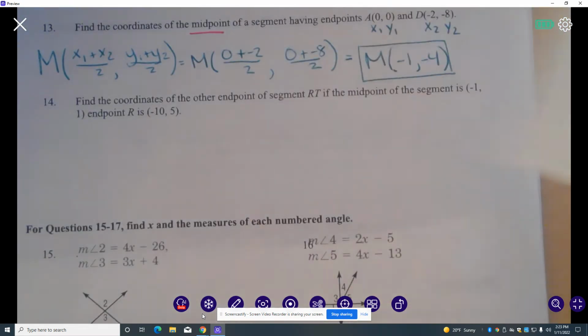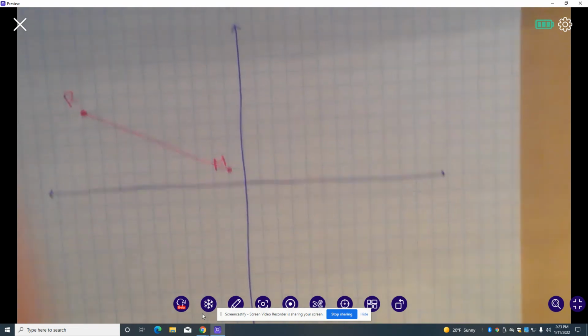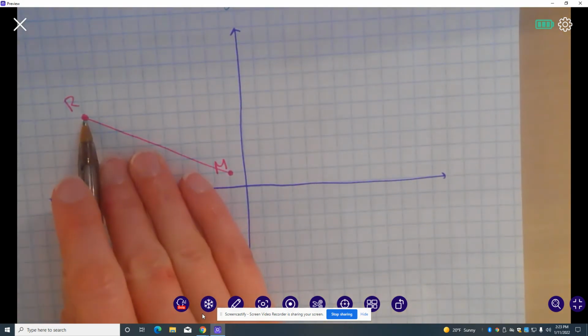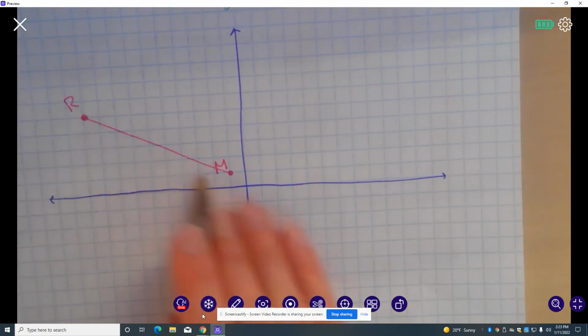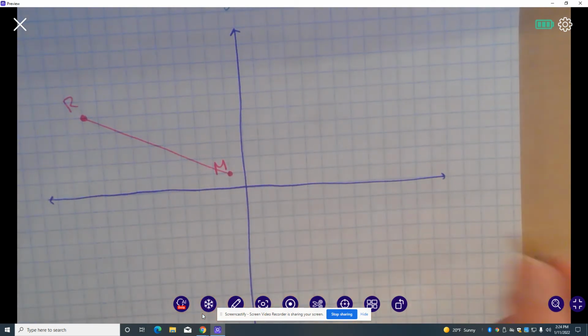All right, number 14 says find the coordinates of the other endpoint of the segment RT if the midpoint of the segment is (-1, 1), and the endpoint R is (-10, 5). So this is one where I do suggest using a graph. So I went ahead and I graphed endpoint R here and the midpoint. And I'm trying to find the other endpoint T.